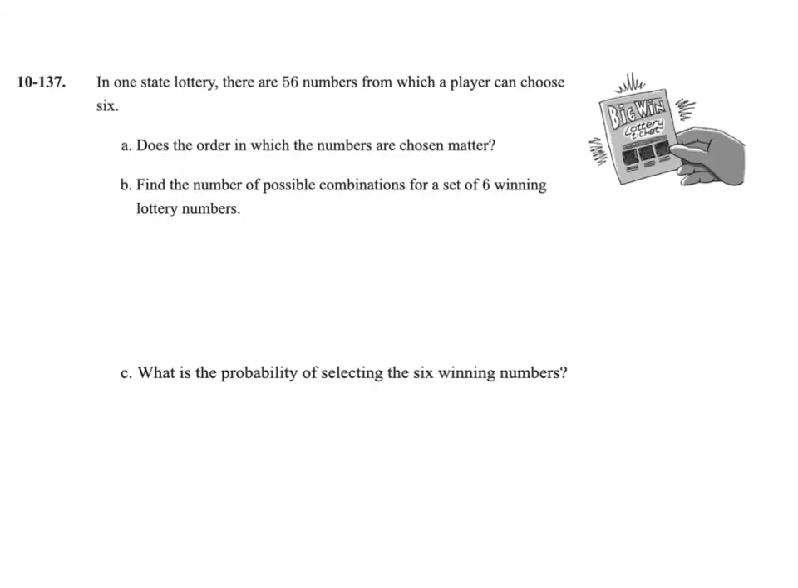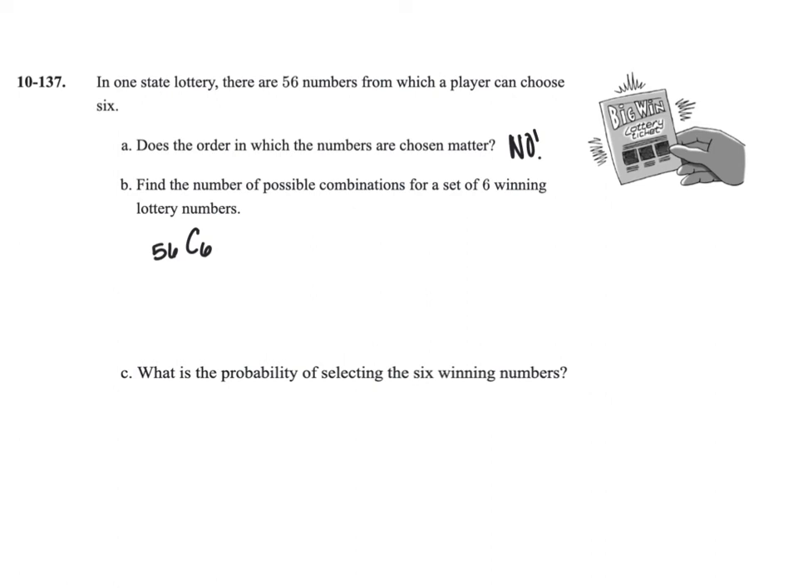All right, now we can use our formula to go ahead and calculate some combinations. In one state lottery, there are 56 numbers from which a player can choose 6. Does the order in which the numbers are chosen matter? For this particular example, no. I just want to have the winning numbers on my ticket. So I'm going to find the number of possible combinations for a set of 6 winning lottery numbers.